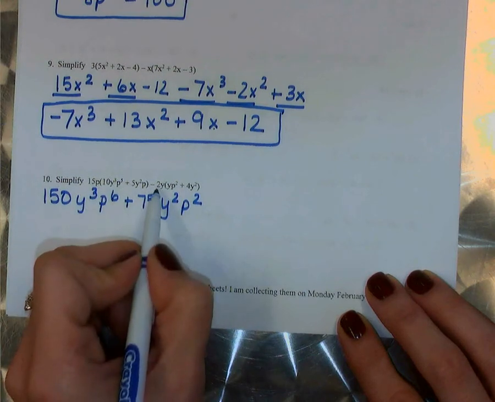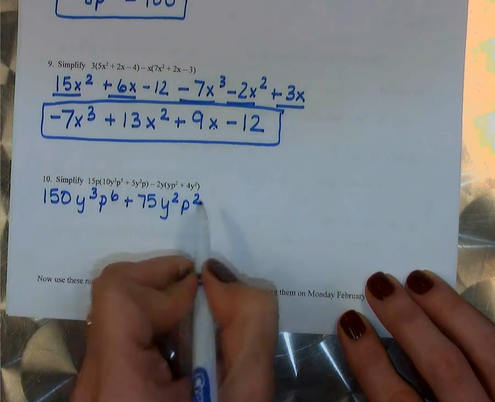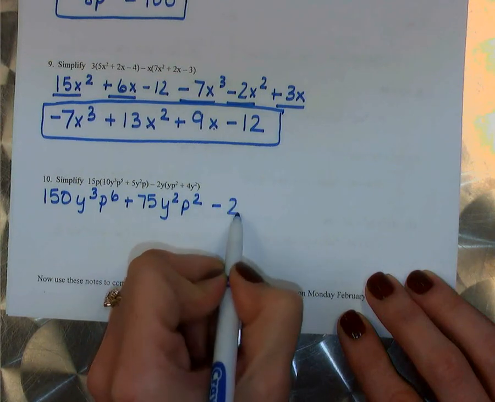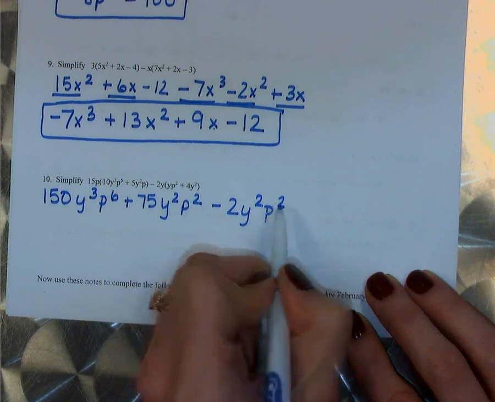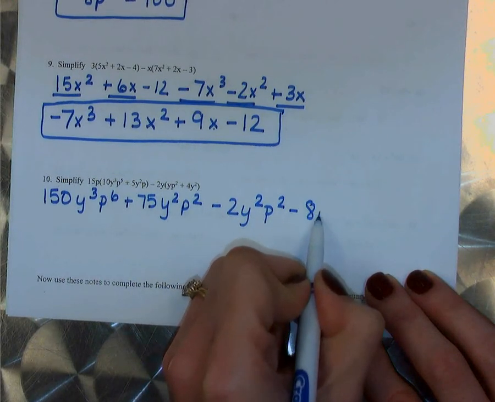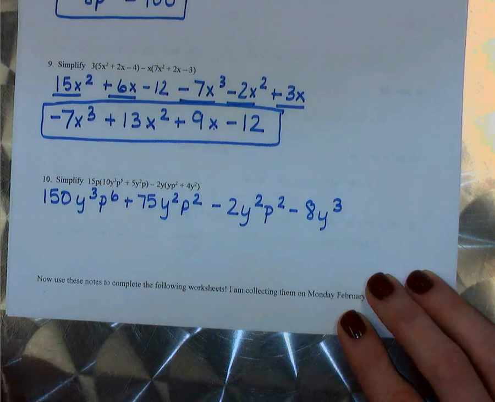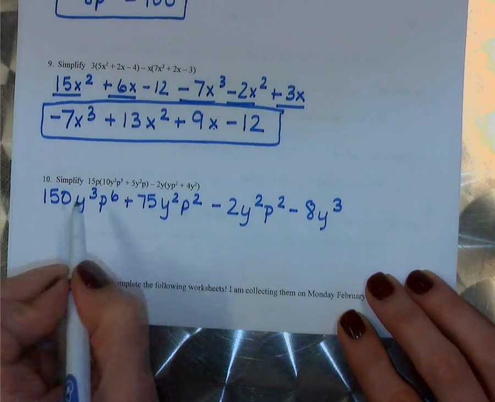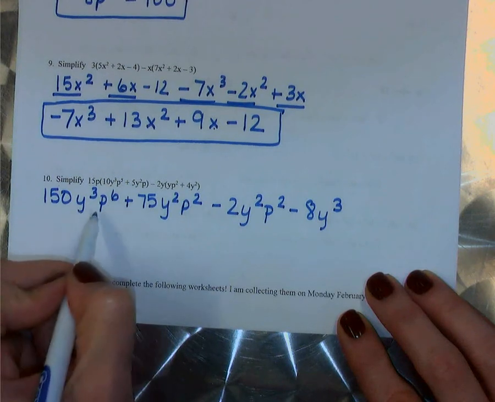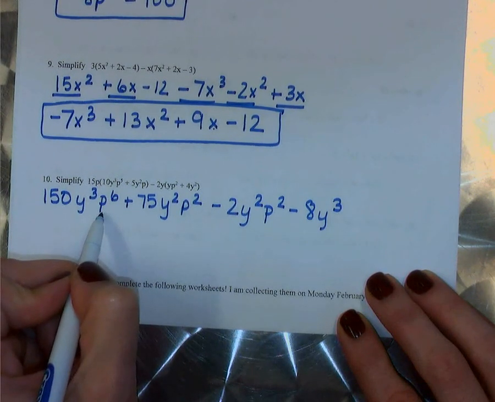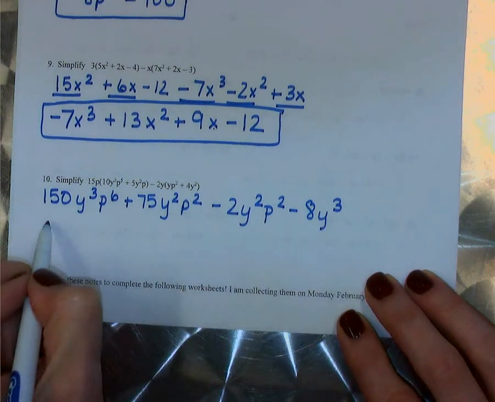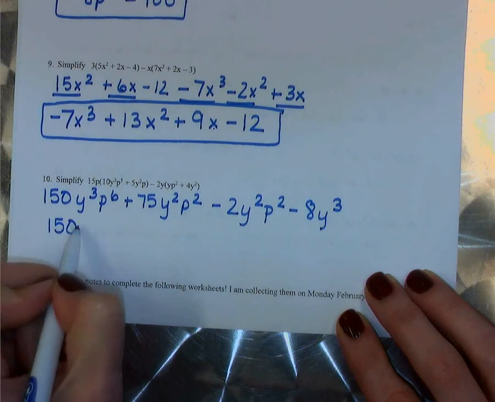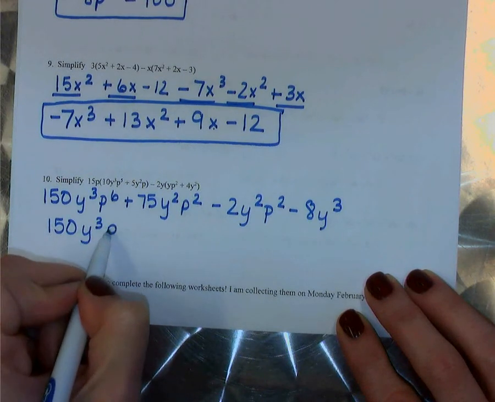Now let's distribute the negative 2y through. So I have negative 2y to the second, p to the second, minus 8y to the third. Let's take a look and see if we have any like families that we can combine. I have y to the third, p to the sixth. That's the last name on that 150, and I don't see any other last names that are the same. So I'm going to write that down. 150, y to the third, p to the sixth.